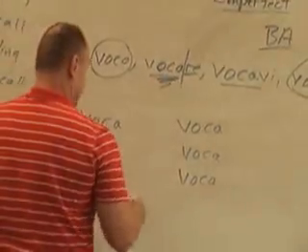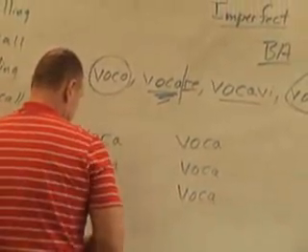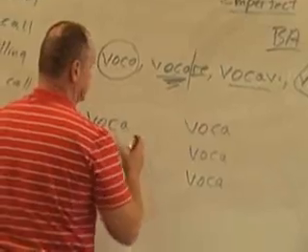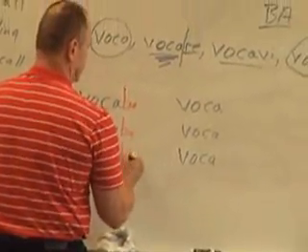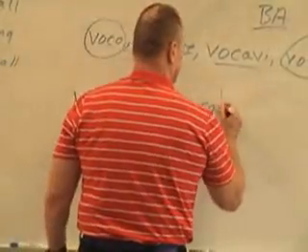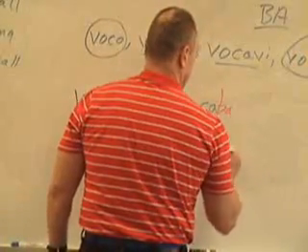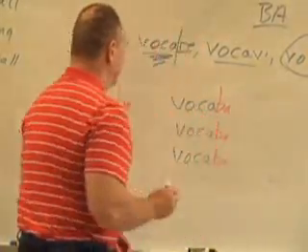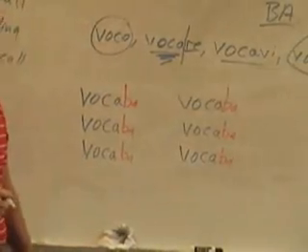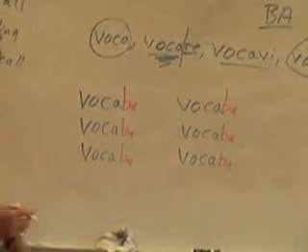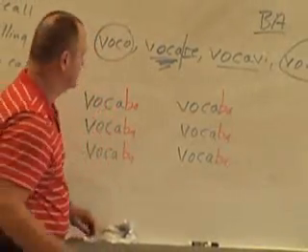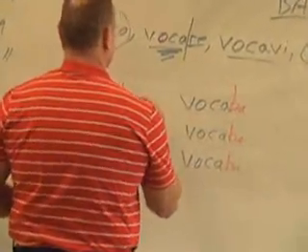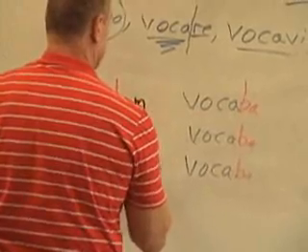Then I'm going to add my BA. And let me change colors here because I want to really emphasize it's the BA that is making this imperfect. So I'm going to put this in red to make it stand out. And I put BA in all of them. Now I'm definitely in the imperfect tense. And then I simply add my personal endings. I'll put these in black because that tells me who's doing all this.